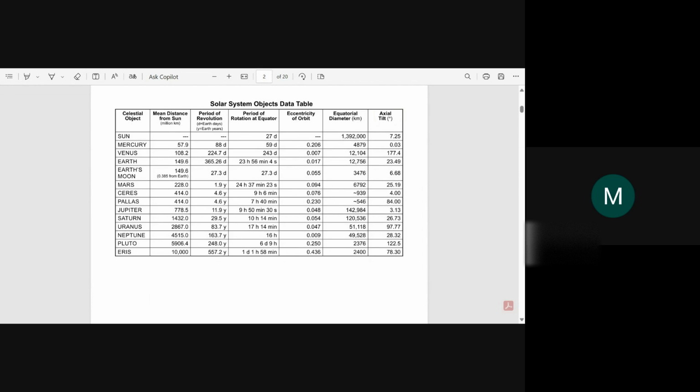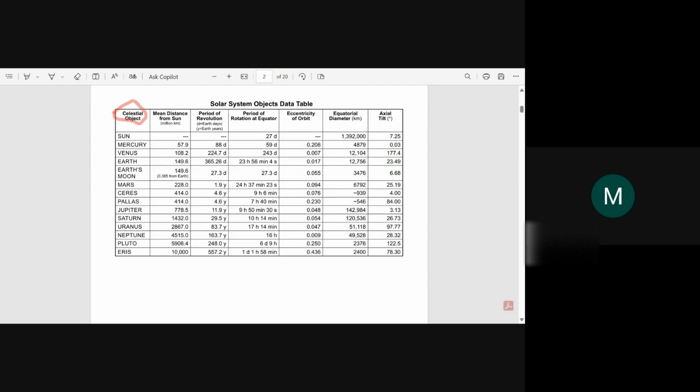So for example, Earth is 23.49 degrees, or if you round it to the nearest tenth, it's 23.5 degrees. And we can see, for example, Venus has a tilt of 177.4 degrees. Okay, so in any case, you have this information in the last column of the solar system objects data table.